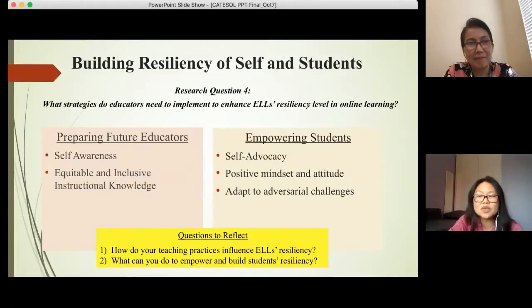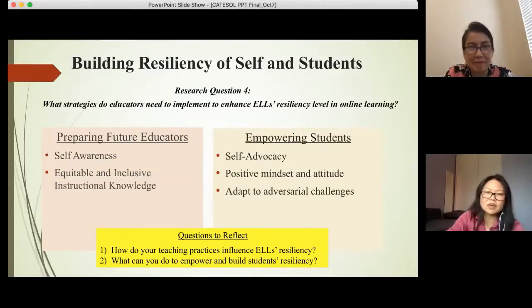Another way is to teach students how to build a positive mindset and attitude where they could visualize success and boost self-esteem. But lastly, we can assist students on how to adapt to adversarial challenges by teaching them the skills to deal with particular conflicts.